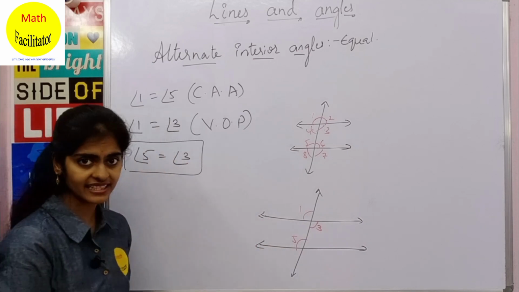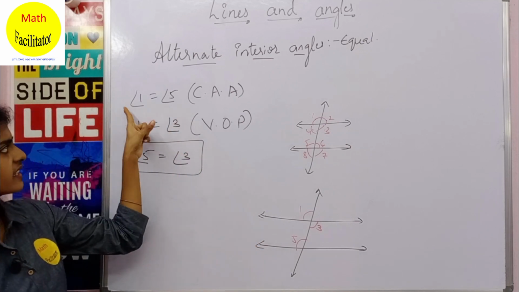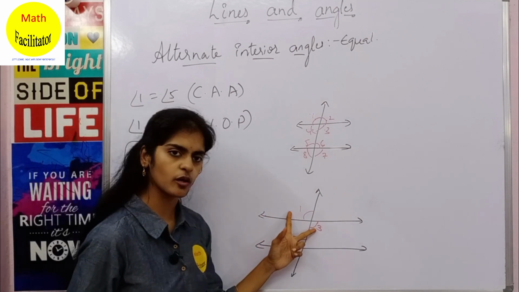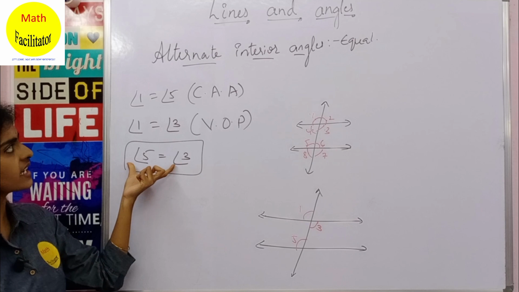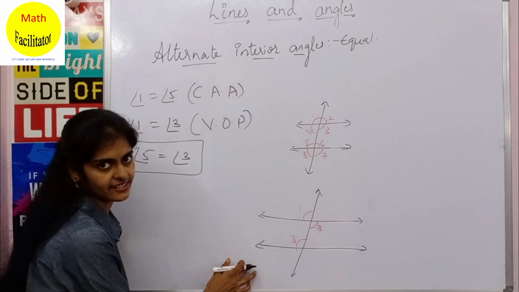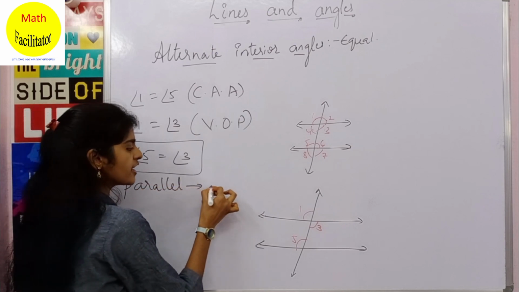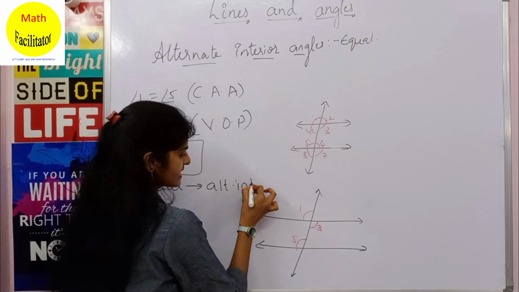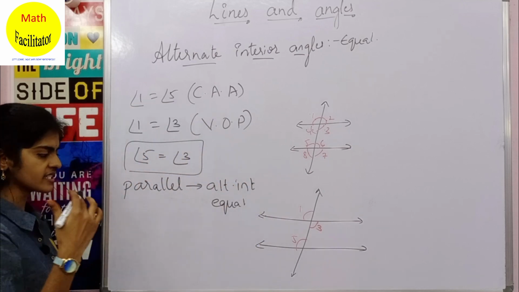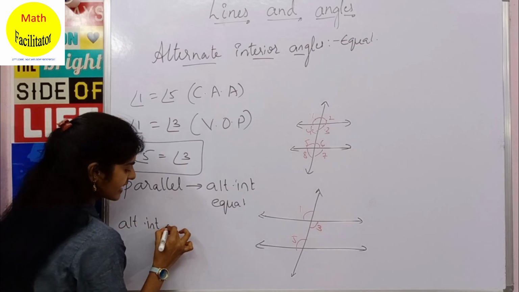When you are taking two parallel lines, you have said that the corresponding angles are equal. Similarly, vertically opposite angles are equal, and you got that alternate interior angles are equal when you are taking parallel lines. So when you took parallel lines, you got alternate interior angles as equal. Now suppose in the question it is given that alternate interior angles are equal.